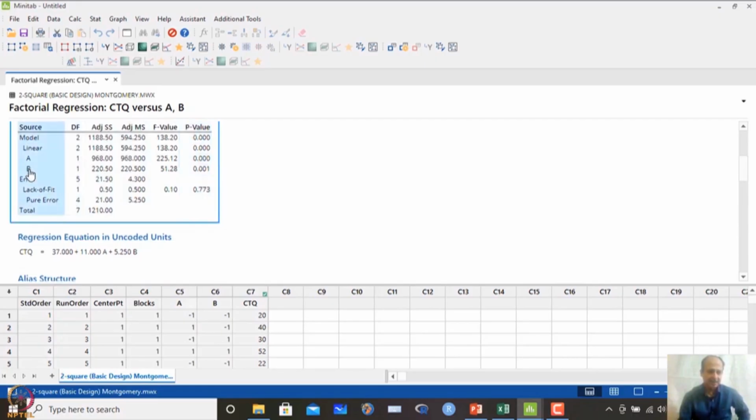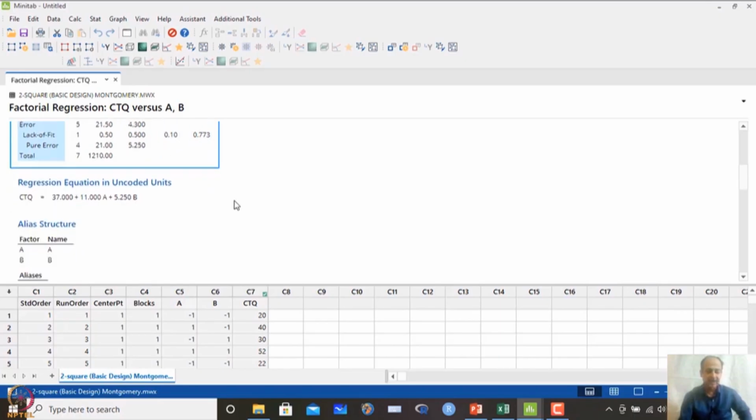Because we have replicated, we can calculate the lack of fit that we mentioned in the regression session. In that case, what we said is that if lack of fit is not there, the linear model seems to be adequate, and this is the model that we can use. So the CTQ is 37 plus 11A plus 5.25B over here.